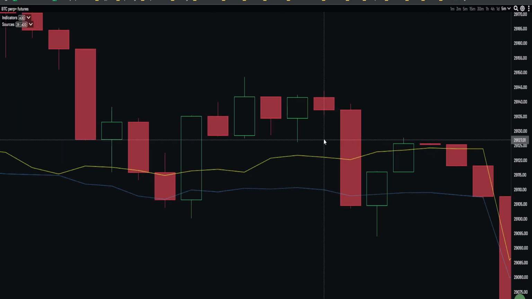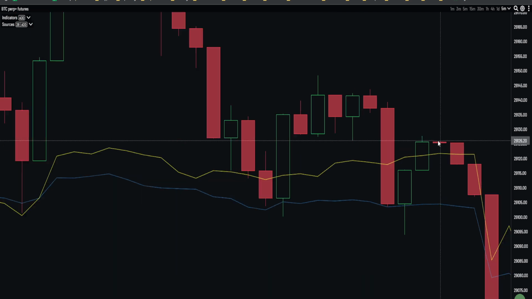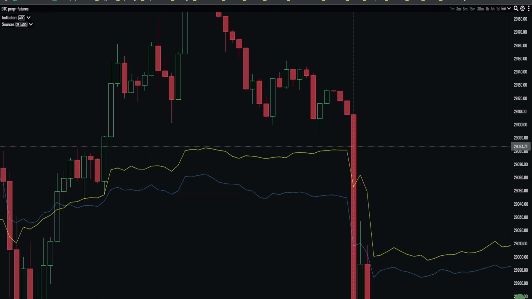Over here, I can zoom in even more. We have a lower high on price, but we have a higher high on the yellow line CVD. That is a bearish CVD divergence where the target is then this low over here.